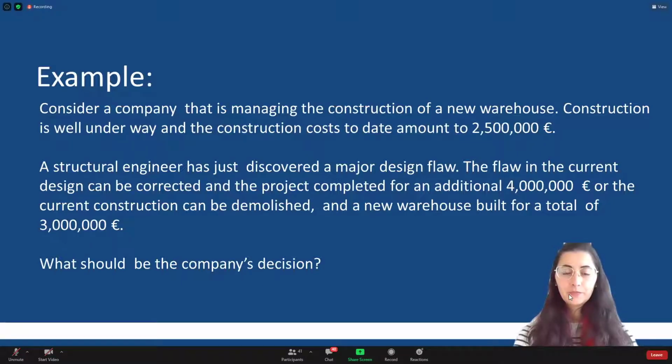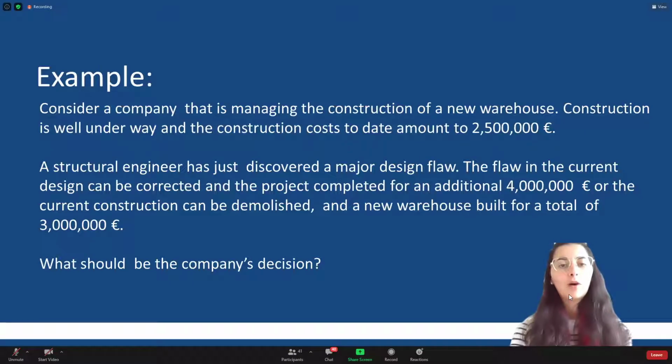I would say build a new warehouse. Build a new warehouse. Anyone else? We have people with hands up. Yeah, same. I think we should ignore the costs, the 2,500,000. Sorry, can you repeat? I couldn't understand. I think the same: we should build a new warehouse and ignore the costs.